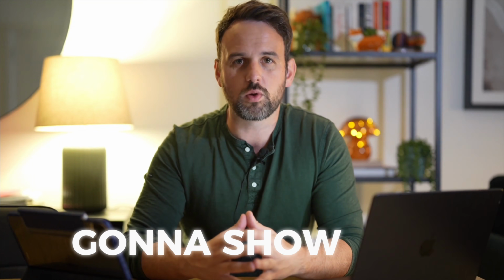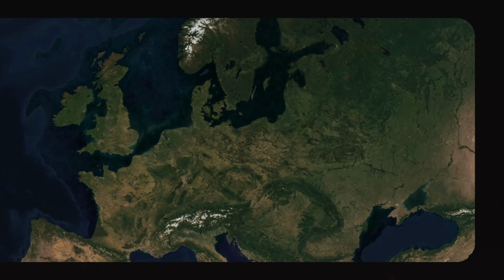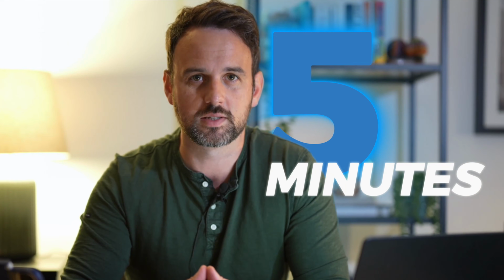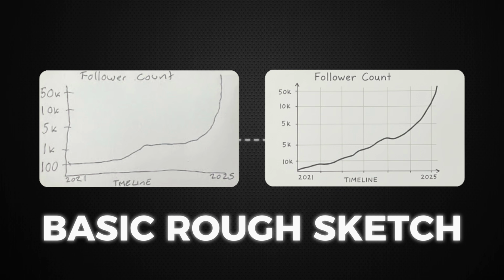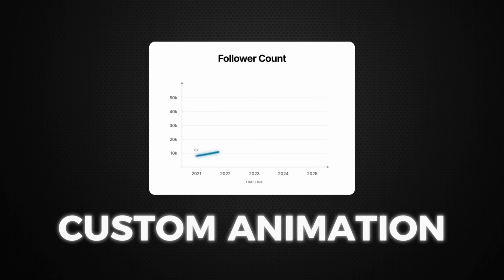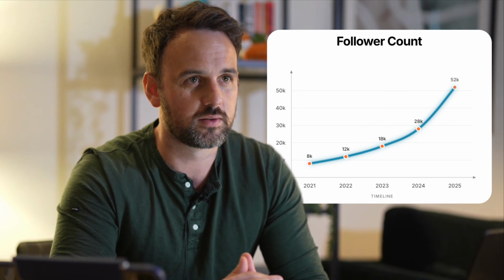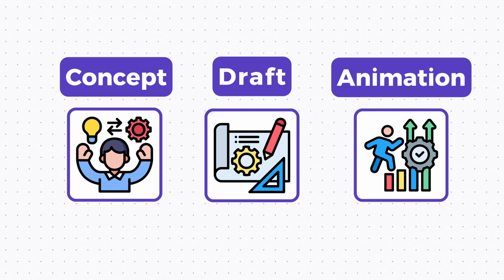This video is going to show you how to turn any idea or even a handwritten sketch into a professional motion graphic in under 5 minutes. In the next few minutes, one of the things I'm going to show you is how I turned a basic rough sketch I made into an animation, a custom motion graphic animation, just like the one on the screen. You'll go from concept to draft to final animation in minutes.